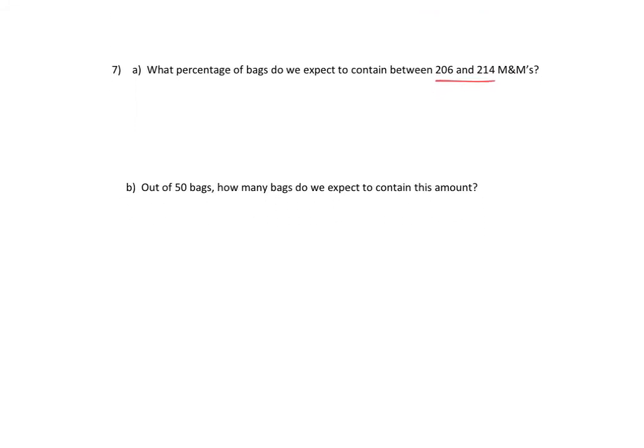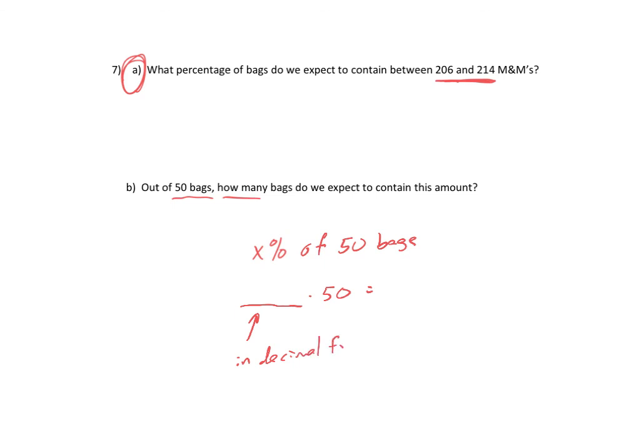And then lastly here, out of 50 bags, now this is a how many, right? So I want to know your X percent of 50 bags, and that is your percent again times 50. Make sure that you convert that percent to decimal form. And what percent am I using? You're using the percent that you answered in part A. So you're adding up the percentages to answer part A, and you're multiplying that percent in decimal form times 50.